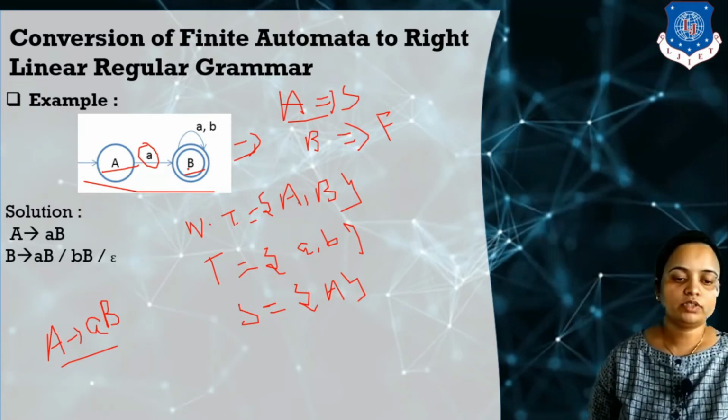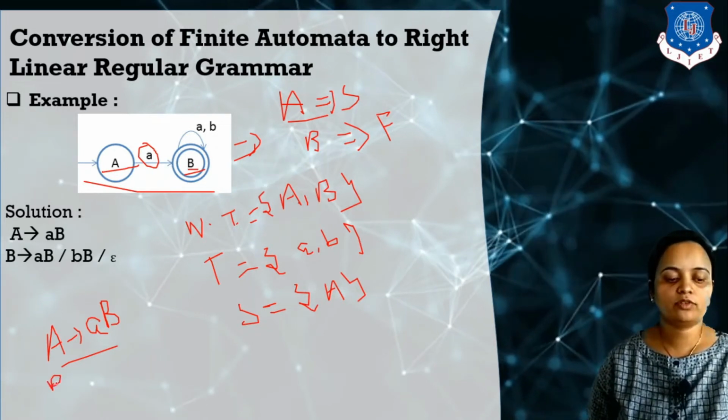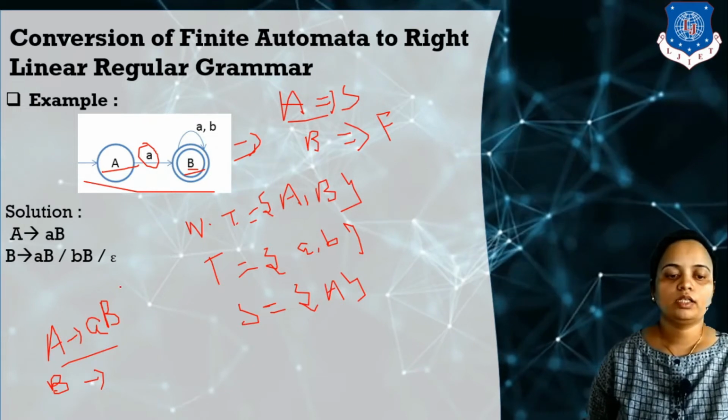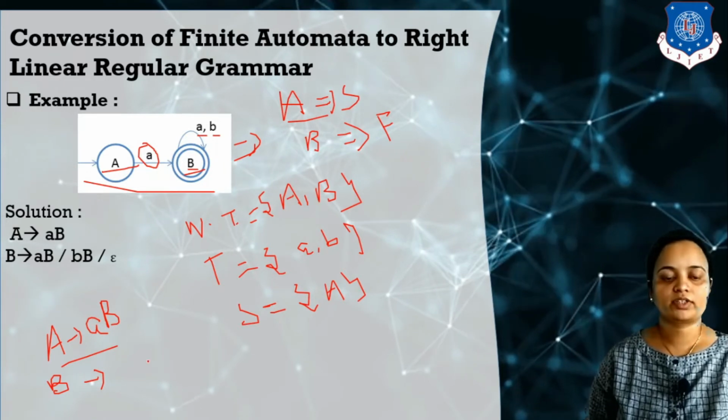Now we have to move to state B and write down the production for B. So there are two non-terminals, so we have to write down the production for A and the production for B. Now B contains two transitions, for input A and input B, so it contains two productions. First we have to write down the production for A.